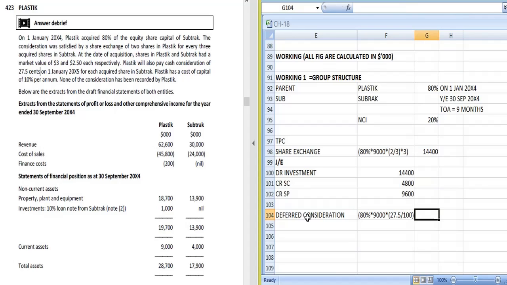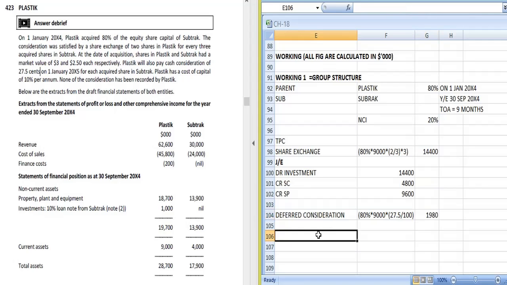So here we will write the final figure, 80% into 27.5. You don't have to show this calculation as I'm showing right now, because you just arrange everything in the formula, enter it, and you will get the final figure. So you don't have to show this calculation. You can just end with this final amount. No issue, I'm just showing you what I am exactly doing.